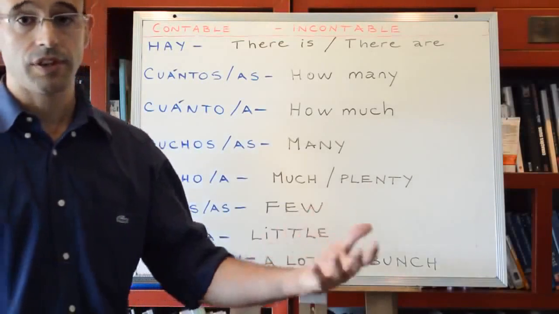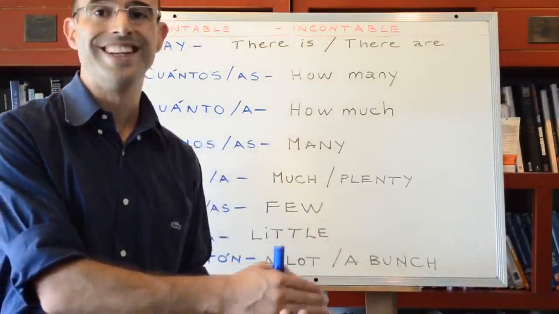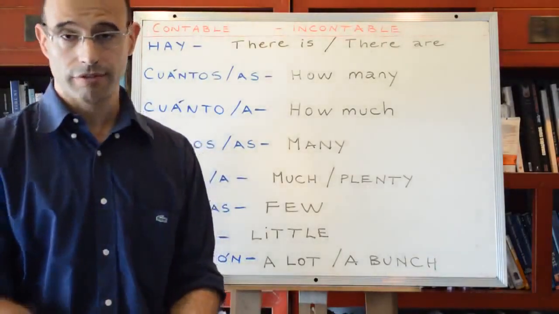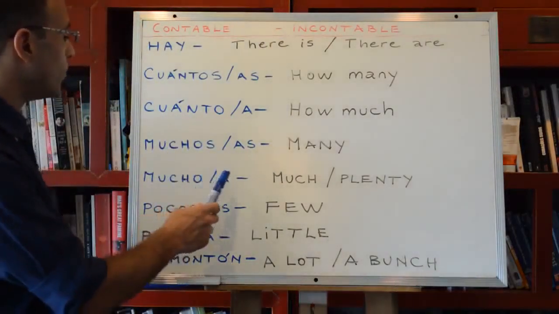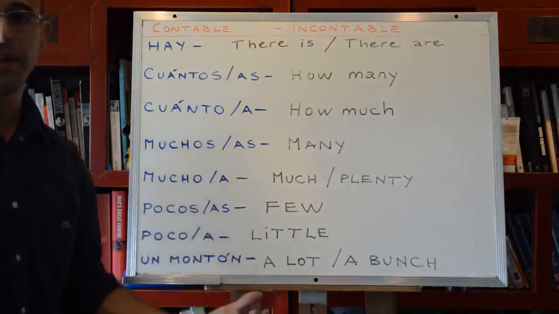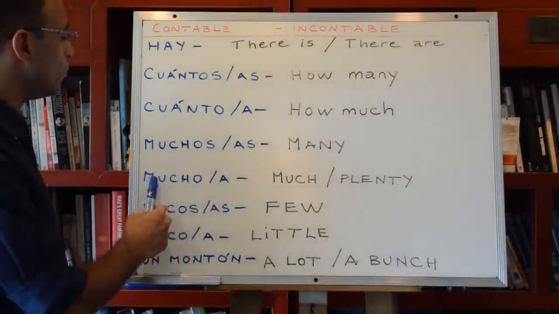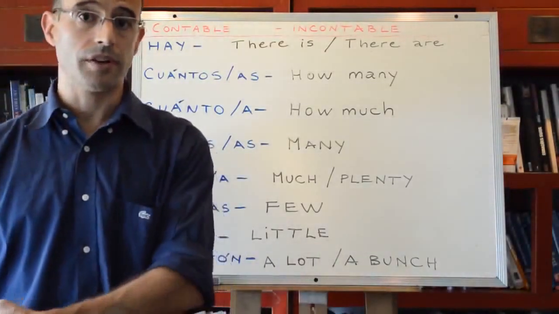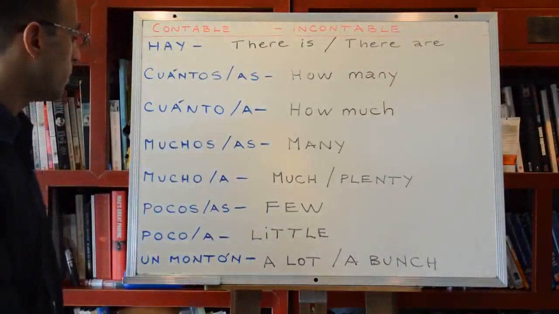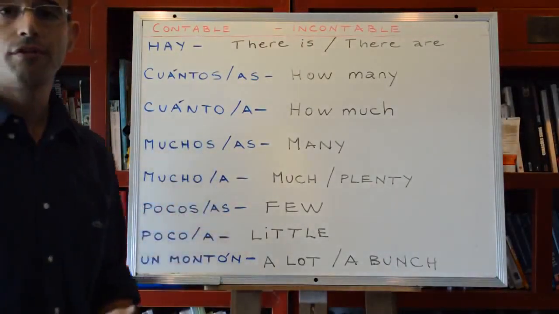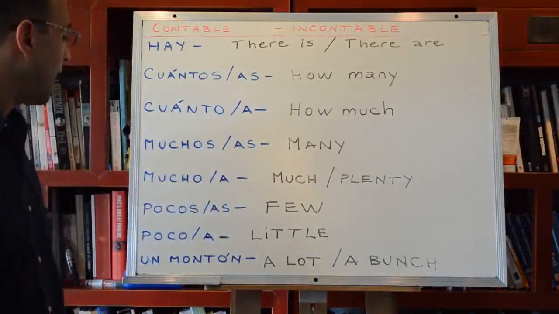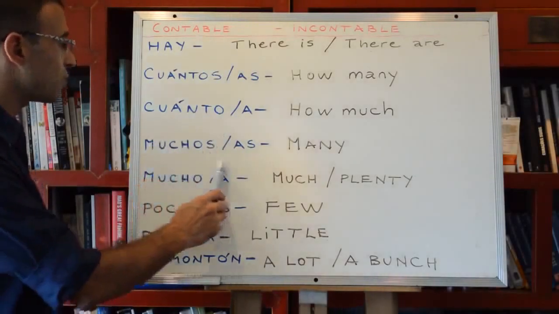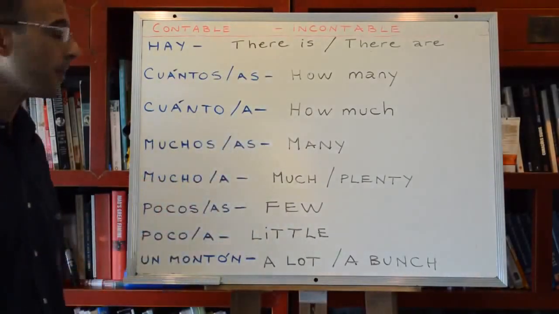Right? Again, let's use the same example with money, dinero, which is masculine, and water, agua, which is feminine. Hay mucha agua. There is plenty of water. Hay mucho dinero. There is plenty or a lot of money, okay? So mucho or mucha are for uncountable. And for countables we mentioned muchos and muchas, okay?